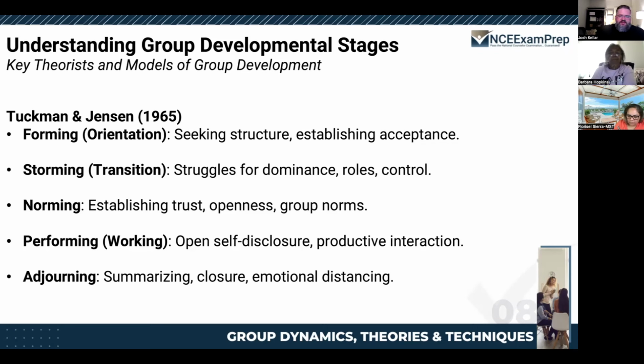In the norming stage, this is where trust is established. There's openness, group norms settle in. People begin to feel like, okay, this is how it's going to be. In the performing or working stage, there's open self-disclosure. People are feeling like their interactions are productive. We're actually getting somewhere. And then in the adjourning stage, this is where we summarize. There's closure, there's emotional distancing. People are getting ready to end their time in the group, and so there's some wrapping up of things that happens.